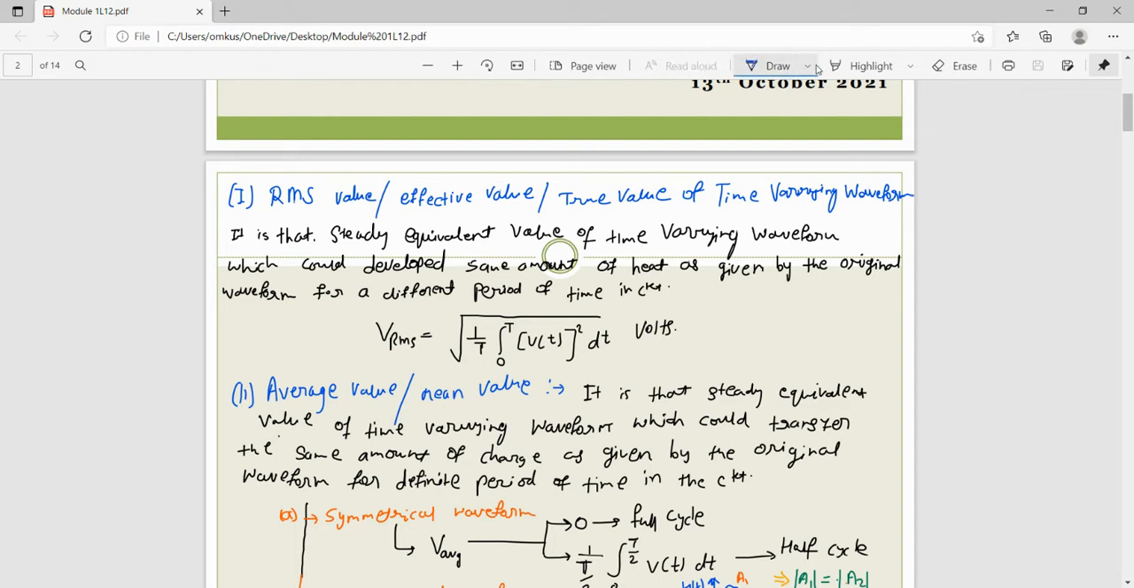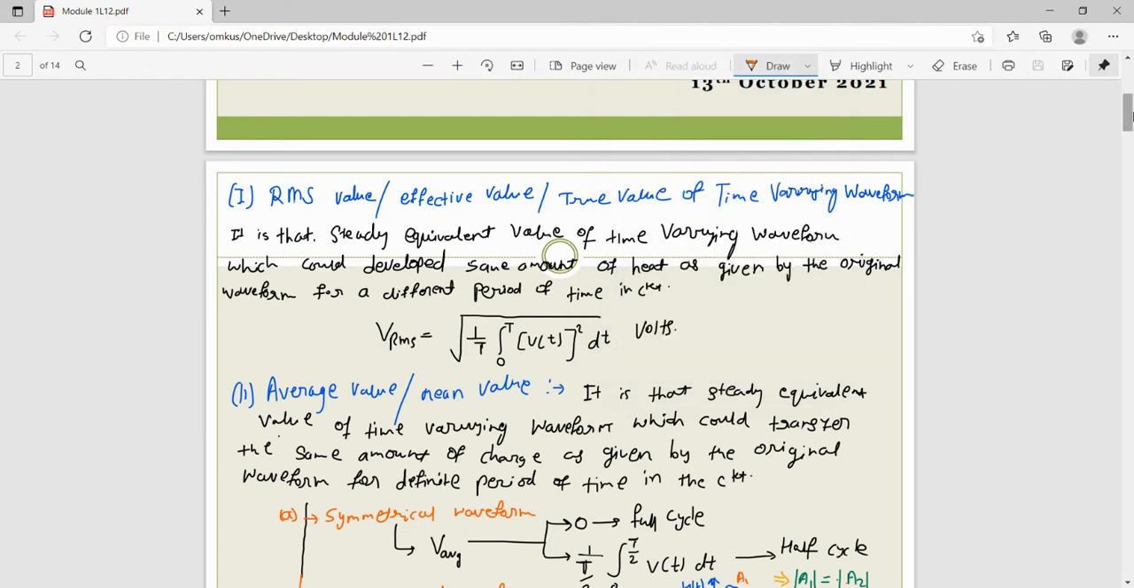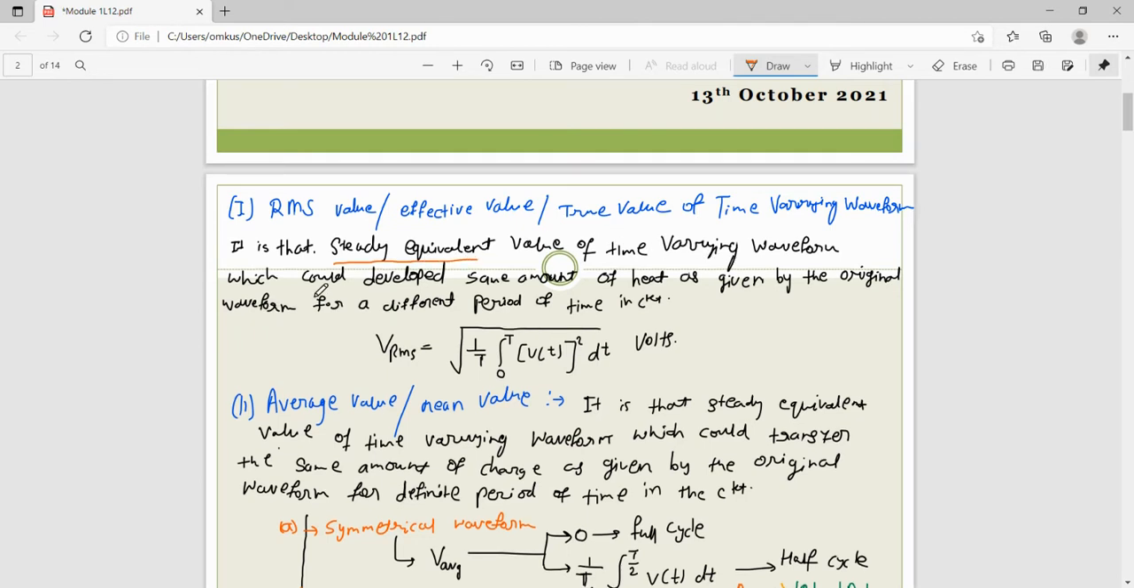First of all, we cover these points, then we will solve the questions. See here, first is the RMS value. It is an effective value, which we mainly deal with in AC circuits. It is the steady state equivalent value of a time varying waveform, which could develop the same amount of heat as the original waveform over a period of time in a circuit.